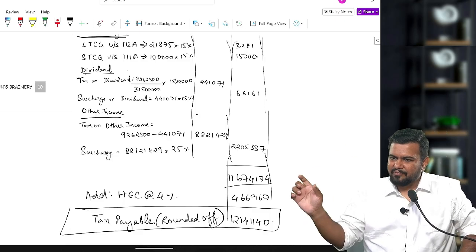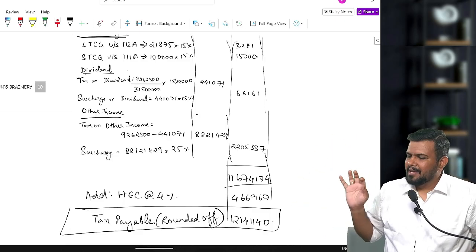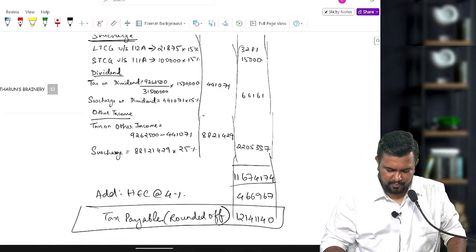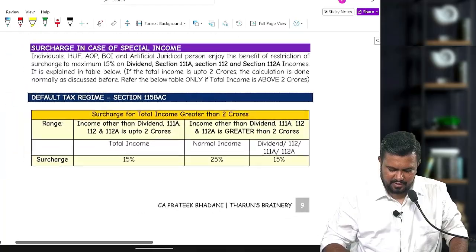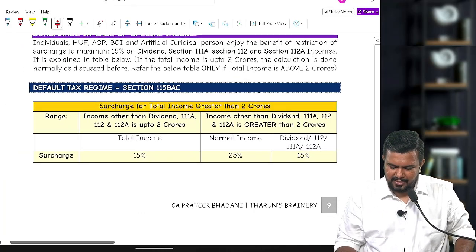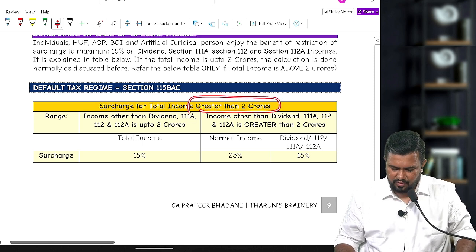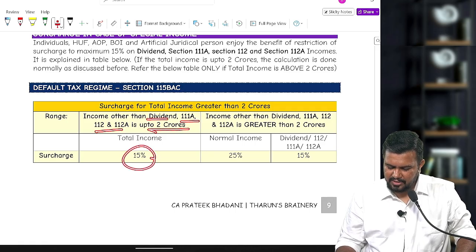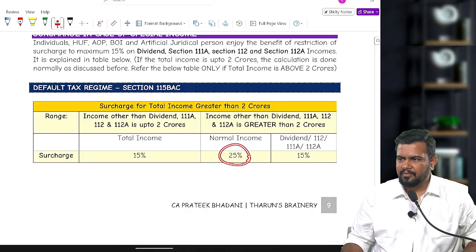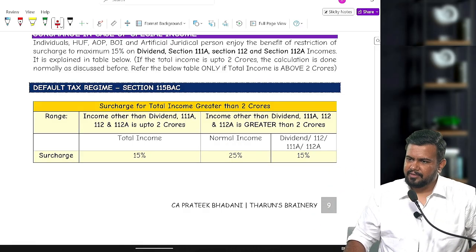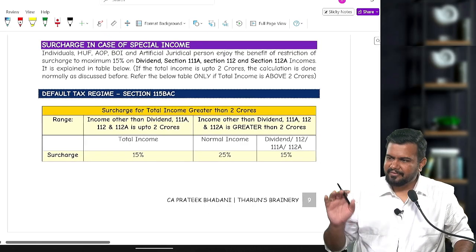The same concept also applies to the new regime, but in the new regime 37% is not there, so up to 25 you have to stop. If you see this table, you will be able to understand. In the new regime also, if the total income is greater than 2 crores, then for income other than dividend, 111A, 112A, it is 15% up to 2 crores, then above 2 crores 25%. On dividend, 111A, 112, 112A, it will always be 15 only. Clear with this surcharge?